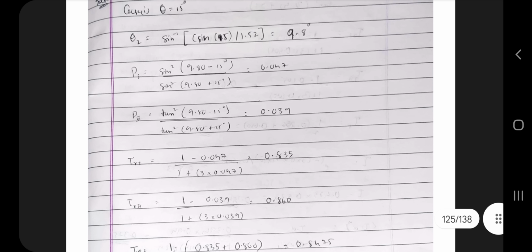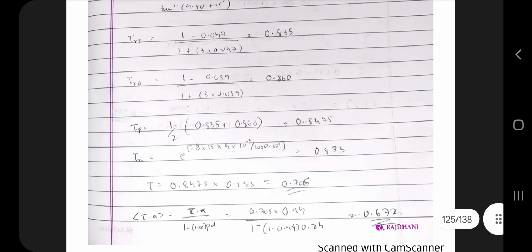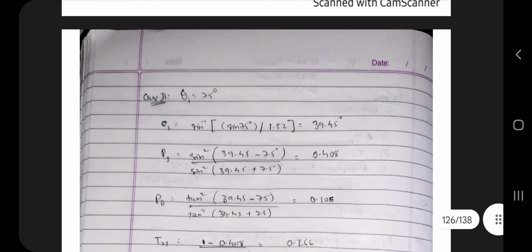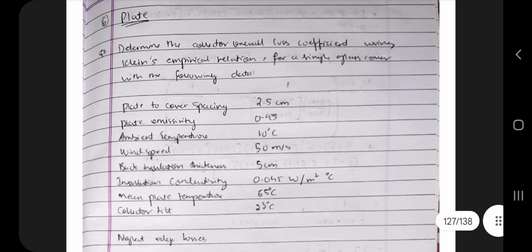How will you calculate the tau value? Theta 1 is given, theta 2 you will calculate, P1, P2, tau r1, tau r2 and tau p you will get, tau a you will get, multiply to get tau, and by substituting the tau value here you will easily get the answer. For case 2 also you will do the same thing.